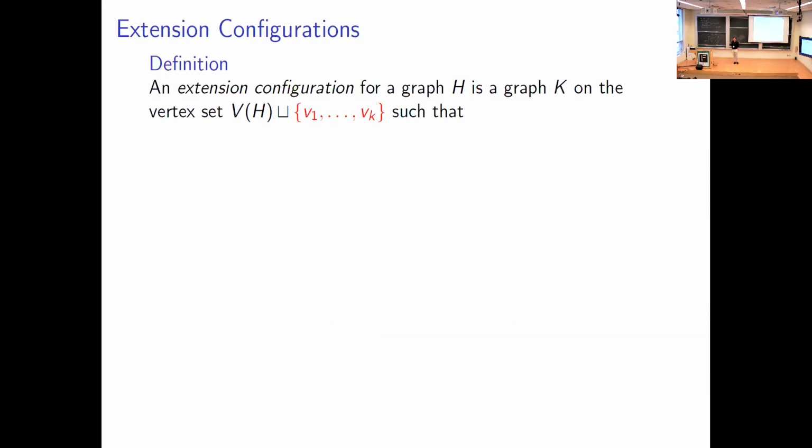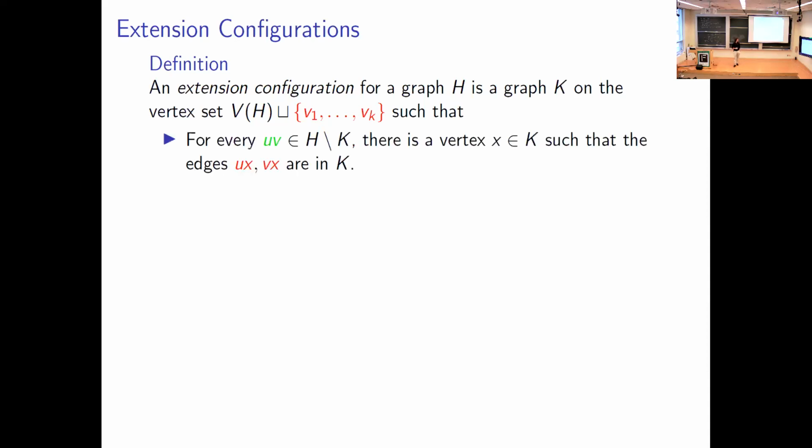I'm going to call these graphs extension configurations. Formally, an extension configuration for a graph H will be some other graph K, which contains the vertex set of H, and possibly some other vertices that I will mark in red. It's going to have two properties. For every edge that's not already in my copy of H, there has to be at least one vertex in my extension configuration that's adjacent to both endpoints. And it's edge minimal: if I remove any edge from my extension configuration, I will not have this first property.